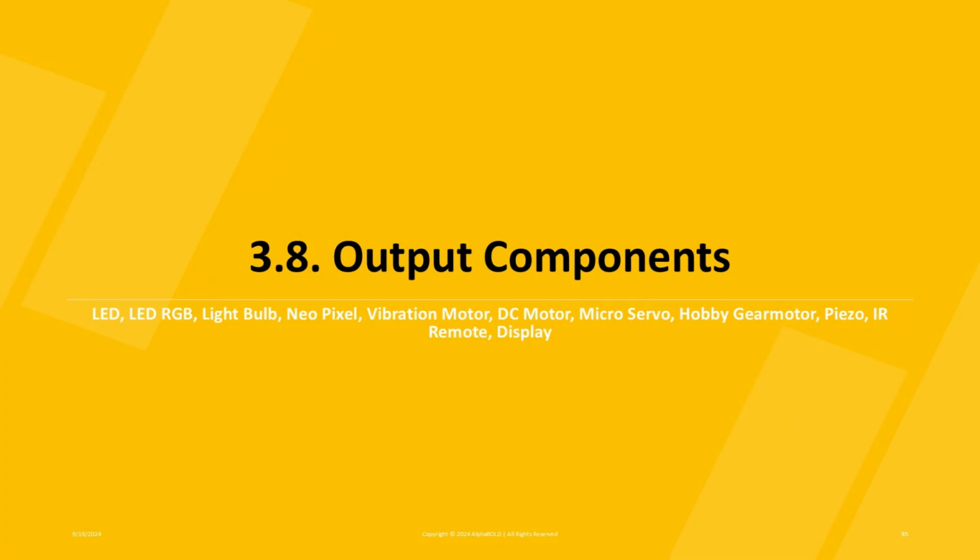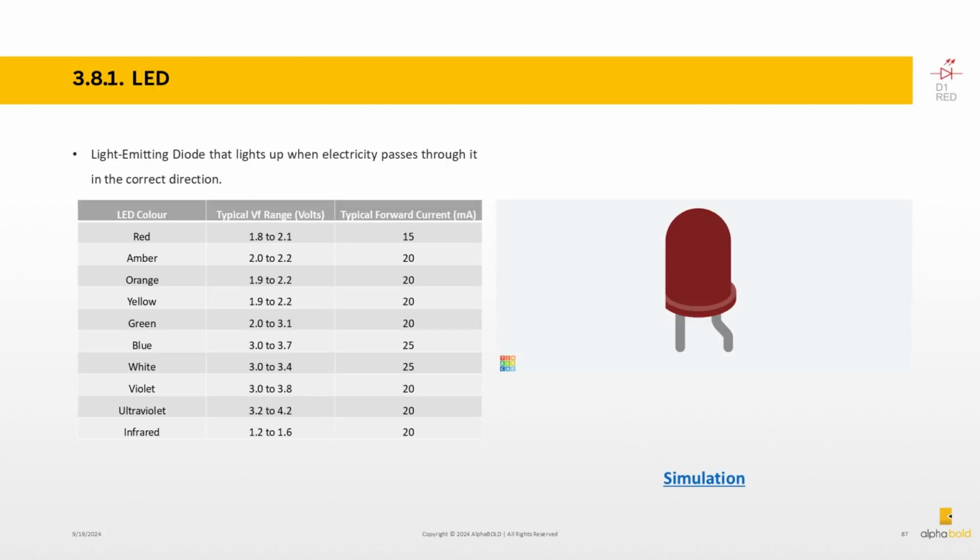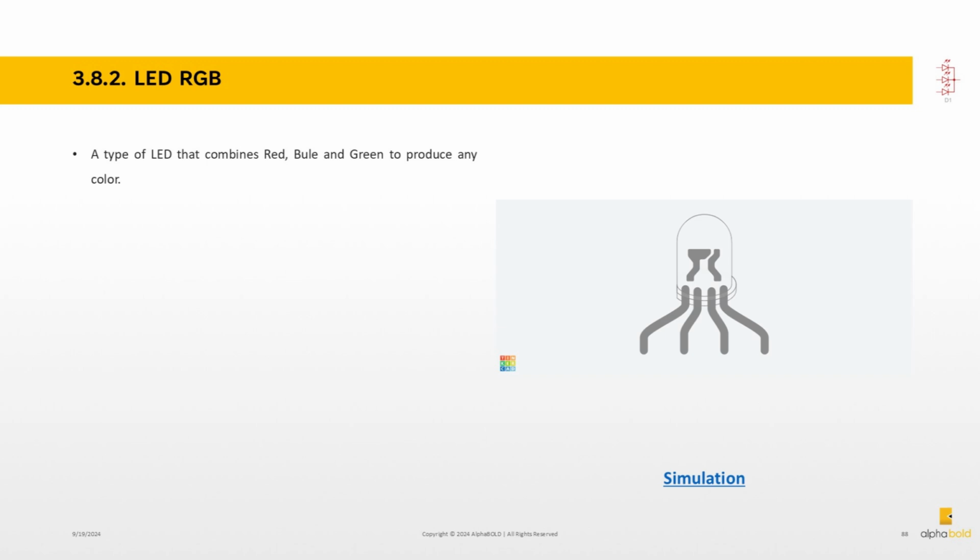Output components. Now let's explore these output components. LED is a light-emitting diode that lights up when electricity passes through it in the correct direction. LED RGB, a type of LED that combines red, blue, and green to produce any color.